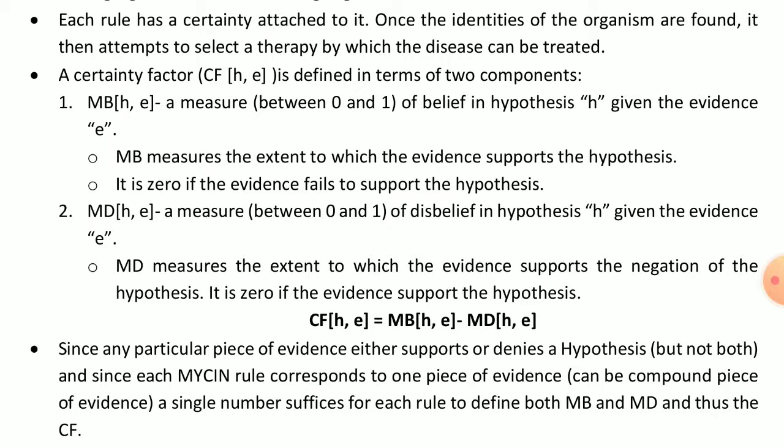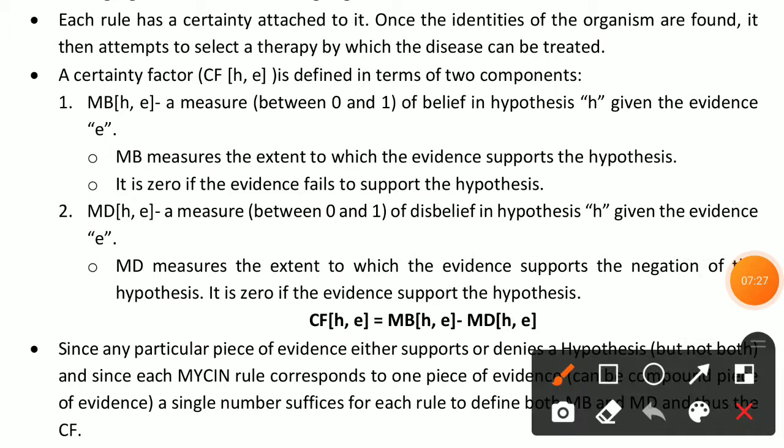Now the second component, MD(H,E): a measure between 0 and 1 of disbelief in hypothesis H given the evidence E. We consider this as the second component. In this component we take the hypothesis H and evidence E, and we measure the value of MD(H,E).